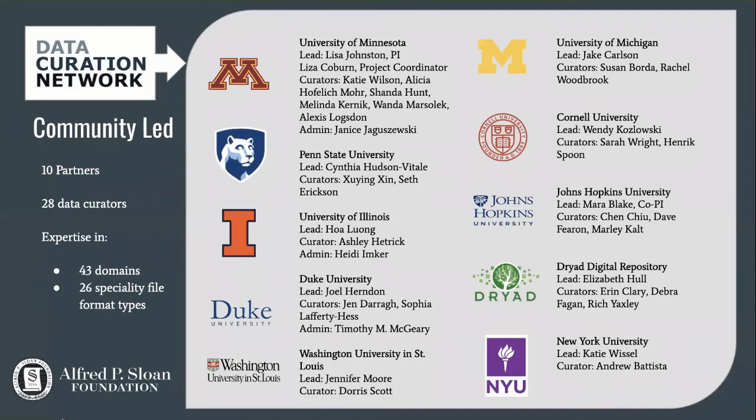Right now, we have 10 institutions that are involved in the Data Curation Network. 9 of these institutions are academic institutional repositories that accept and curate data. The 10th institution is the Dryad Data Repository. That is a general data repository open not only to institutional affiliates. But right now we've got 28 data curators who bring with them expertise in 43 domains and 26 specialty file types.